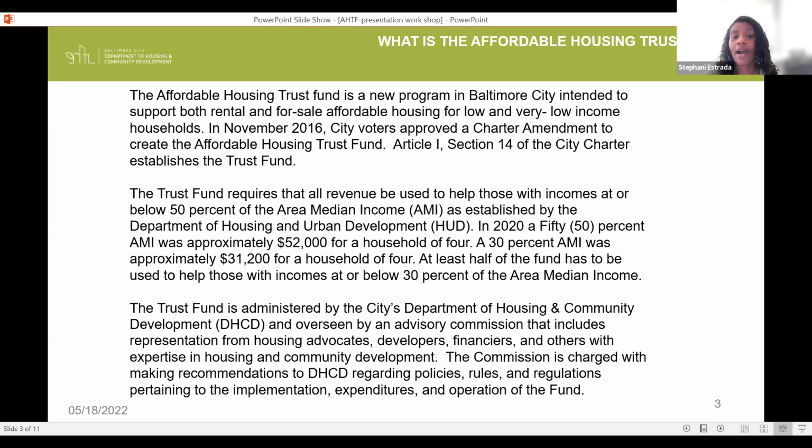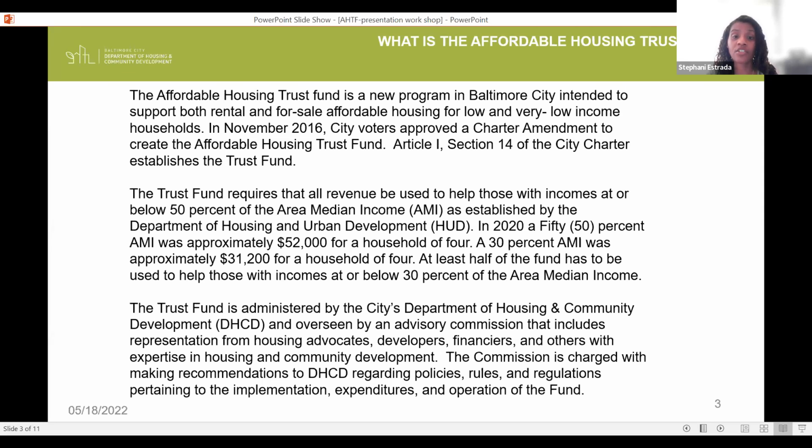The trust fund requires that all the revenue be used to help those with incomes at or below 50% of the area median income, as established by the Department of Housing and Urban Development. This is actually in 2020, but HUD has just released 2022. But in 2020, a 50% AMI was approximately $52,000 for a household of 4, and a 30% AMI was approximately $31,000. Half of the fund does have to go towards 30% of the area median income residents.